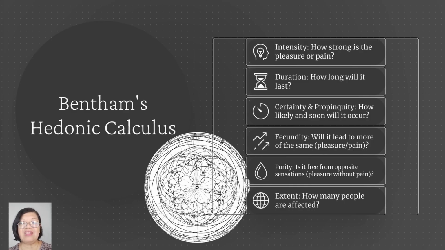And lastly, extent, probably the most important aspect of utilitarianism, is when we determine how many people are affected by the action. For example, a government policy reducing taxes might bring relief or convenience or happiness to millions of citizens, and this will affect more people, while helping a friend in need benefits only one person. So, let us proceed to some cases to apply the hedonic calculus.